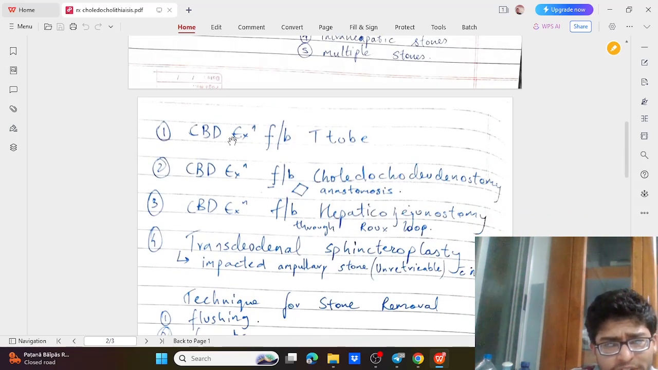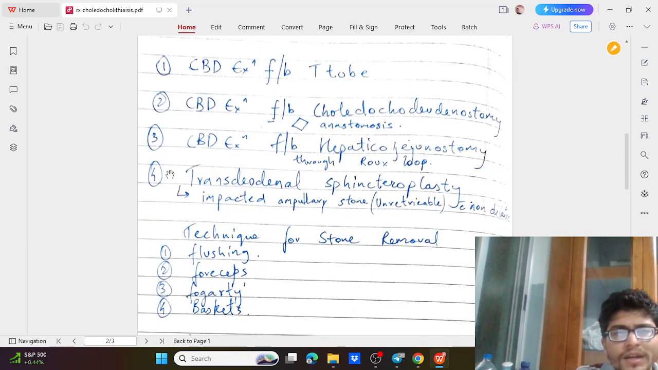Then for CBD exploration, through the open and the lap technique, it is done through CBD exploration with T-tube insertion. It can also be done with choledochoduodenostomy, where we'll go for diamond-shaped anastomosis. Then CBD exploration with hepaticojejunostomy, where we have the Roux-en-Y hepaticojejunostomy. And lastly is the transduodenal sphincteroplasty, which is helpful for impacted ampullary stone, which is unretrievable through other methods.